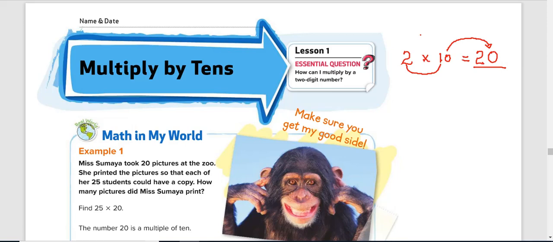Let's move a step further. What if we have two digits like this? 21 times 10. In this case, what you do, take the whole of this 21 first, use it to multiply this 1. And 21 times 1, any number multiplies 1 will give you that number. So it's still going to be 21. Don't forget to put the remaining 0. And your answer is 210.